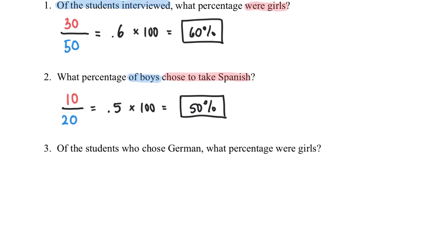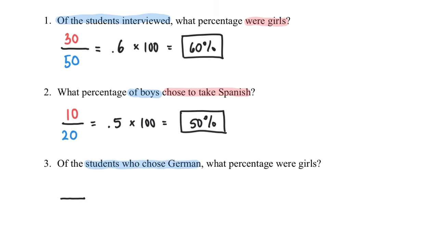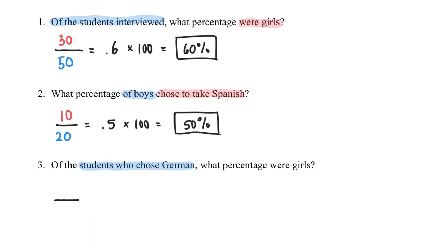Of the students who chose German, what percentage were girls? Okay, so percentage means I need a fraction. What group am I talking about? In this case, I'm talking about of the students who chose German. Okay, so if I go up to my table, where are my students that chose German? Right here. Because we're talking about boys and girls, it says students. So 11 total students chose German. So my denominator is 11.